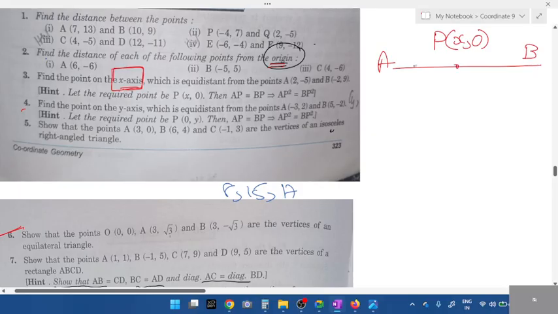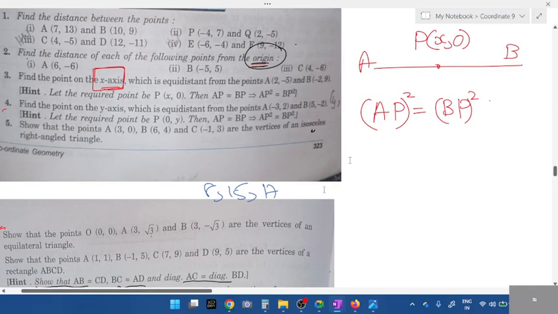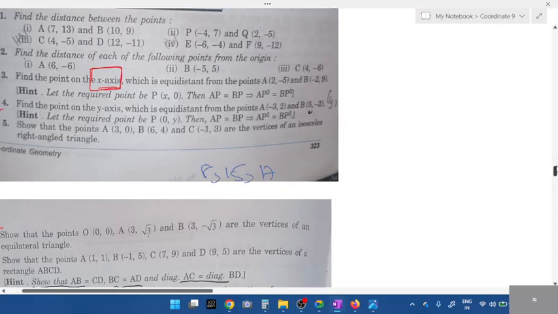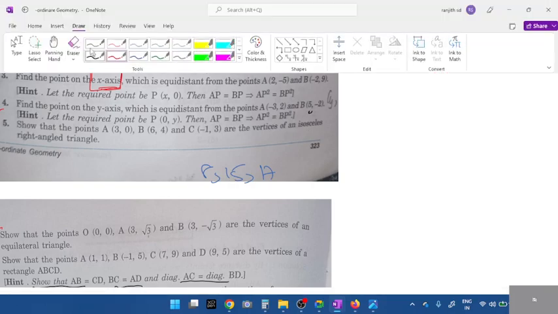Okay, so this point P lies on AB, students. The formula is AP square is equal to BP square. This is the formula. So these are two separate calculations, AP square and BP square. Fine. If it is on x-axis, look at the fourth question. If it was on y-axis, then P will be 0 comma y.